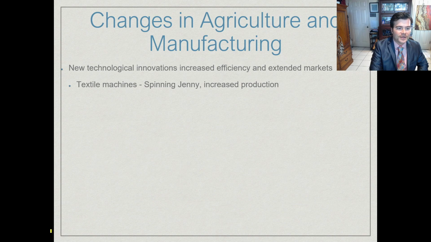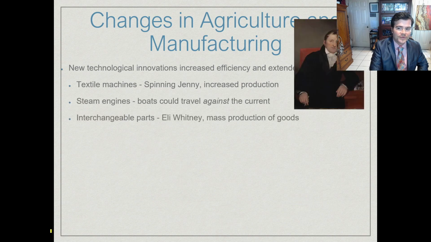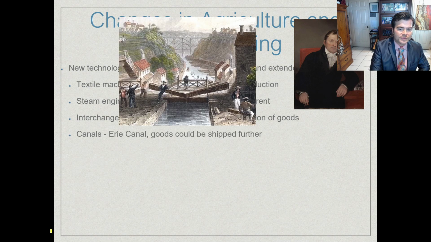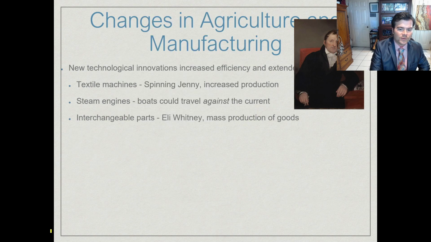Changes in agriculture and manufacturing. Right, so we have the market revolution in period 4, guys. So we're going to have textile machines. We're going to have the steam engines to power factories. We're going to have interchangeable parts. Okay, Eli Whitney, mass production of goods. That's going to change everything, guys.